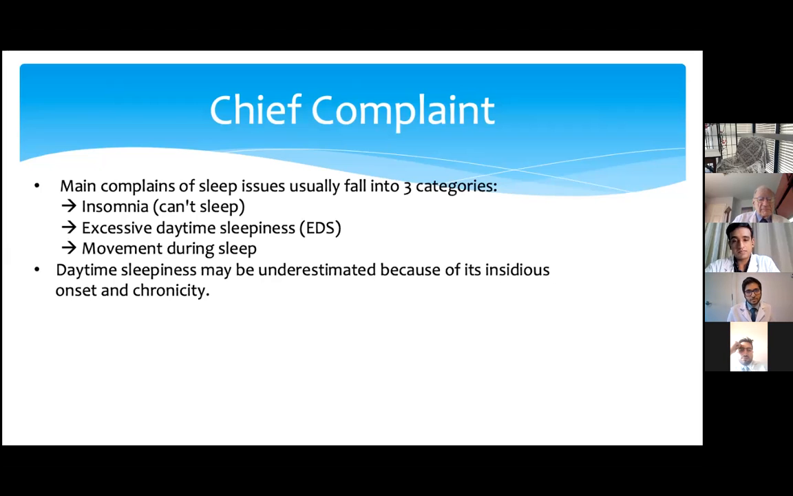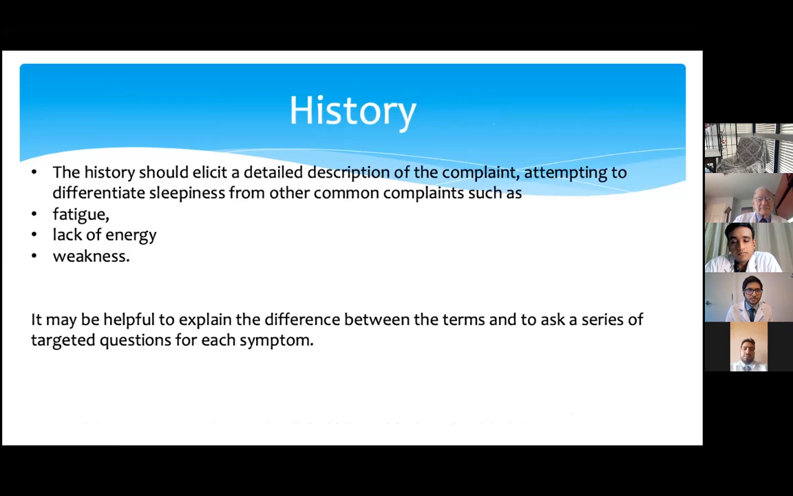So my focus in these further slides would be to focus on excessive daytime sleepiness compared to insomnia and movement during sleep, because that is very straightforward actually. So starting with the history, like we all say, history is so important, right? But the first thing to do is determine if the patient is actually sleepy or has fatigue, lack of energy, or weakness. Since the terms are so confusing and we use them interchangeably, we might ask definite questions to determine what the patient exactly means.